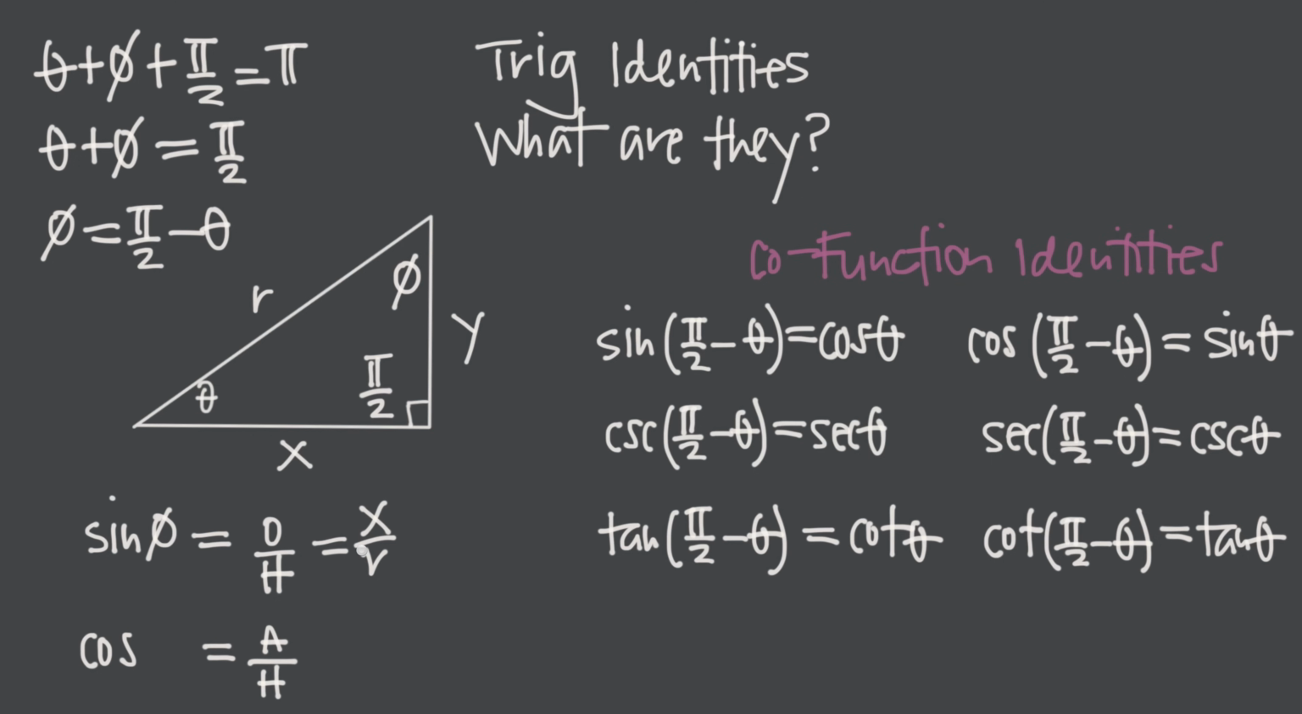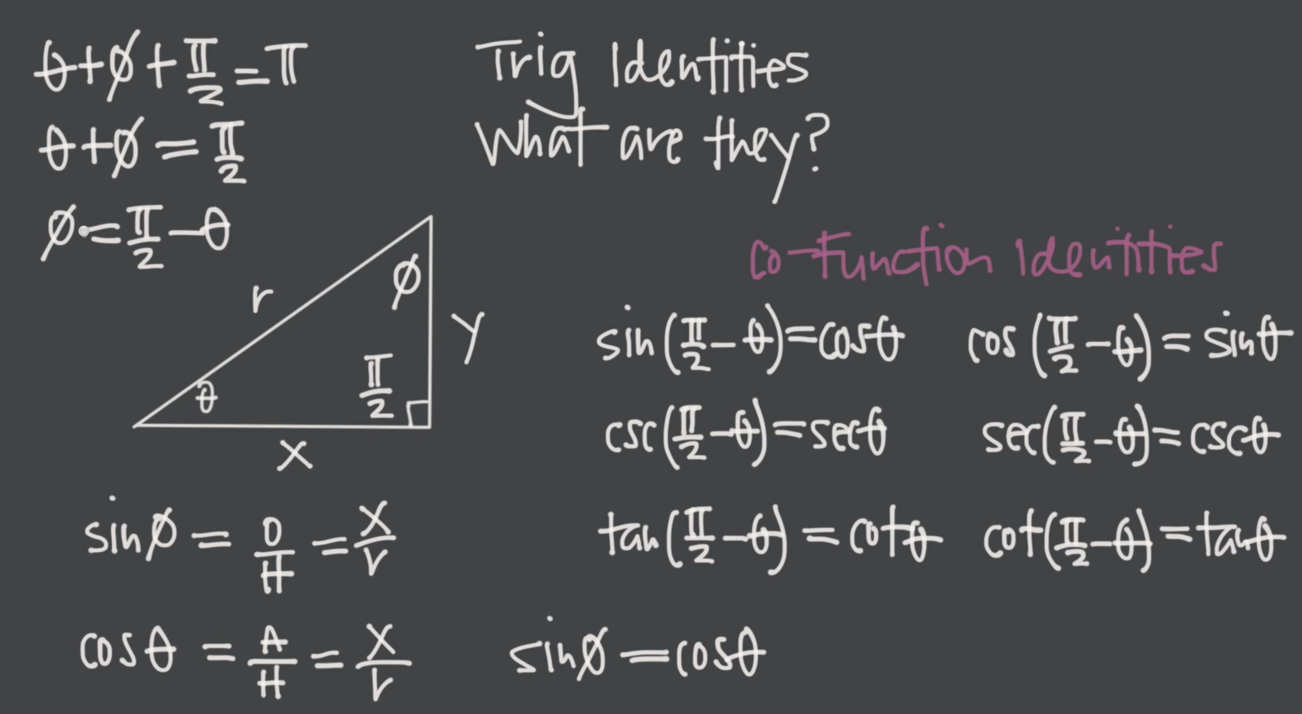And then if I take cosine of the angle theta, I know that cosine is equal to adjacent over hypotenuse. Well, for the angle theta, the adjacent side is x, and the hypotenuse is always r, so x over r. So what I see then is that both of these, sine of phi and cosine of theta, are both equal to x over r. And if they're both equal to x over r, then I know that they're equal to each other. So I can then say that sine of phi is equal to cosine of theta.